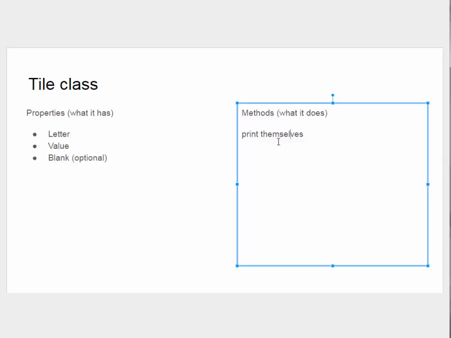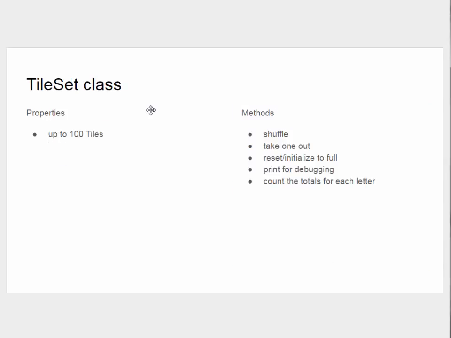Beyond the tiles though, there's a couple of different ways of putting those tiles together in a game. First there's the set of all the tiles, which would have all the tiles. There's 100 of them or so. We could change that number if we wanted, but we'll just fix it at 100. You can think of it as the bag that comes with Scrabble. You can initialize it and fill up that bag with tiles, you can shake that bag, you can take one out. A lot of times you can count the totals for each letter, like on the online versions. And then we're going to print it for debugging, just to see what's in there.